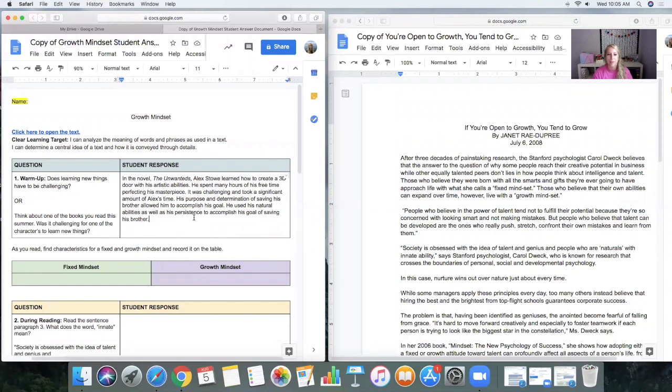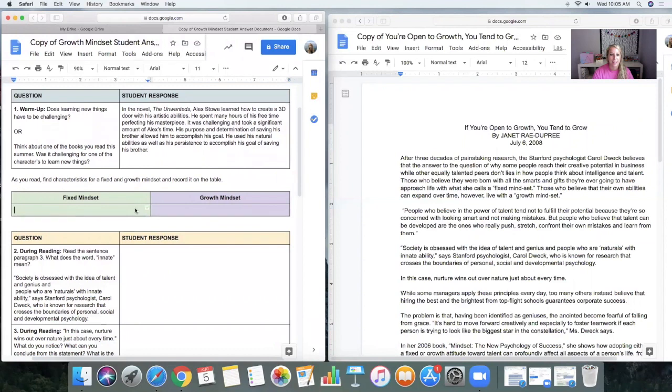I use an example from the summer reading book that my students read, The Unwanteds, and how Alex had a challenging time learning something new with creating a masterpiece. And the thing that got him through that challenging time was his purpose and determination. So I want you to come back to your warm-up at the end of this lesson to see, did you or did your character have a fixed mindset or a growth mindset? And that leads us to our next activity.